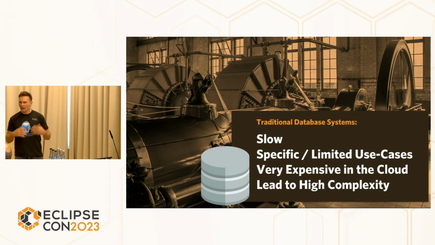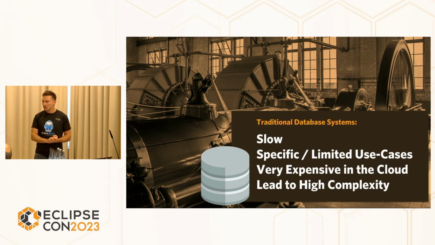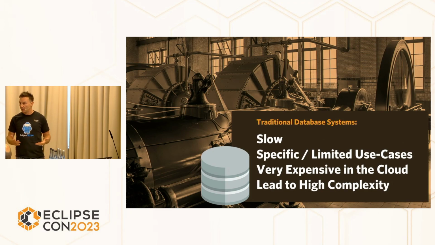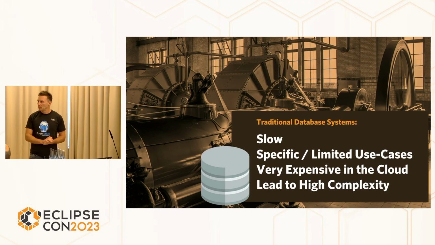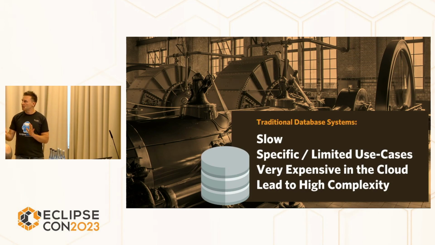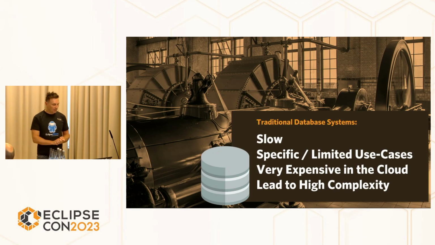In terms of storing and processing data, we are still using technologies invented in the 1960s. So the question is, are the databases of today fast enough? The programming languages, I would say, are fast enough. So Java is fast. Everything that's executed in memory is super fast. We talk about microseconds execution time in memory. Databases, in comparison, are very slow. They are built for specific use cases, so the use cases are limited. They are very expensive in the cloud and lead to high complexity.